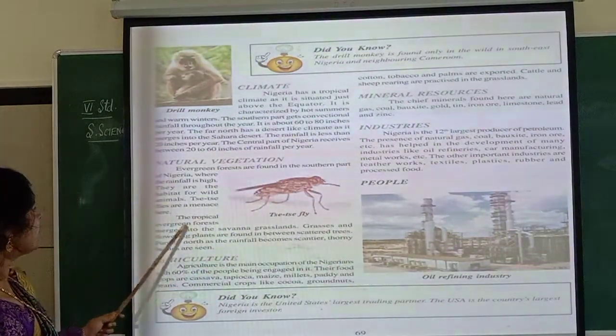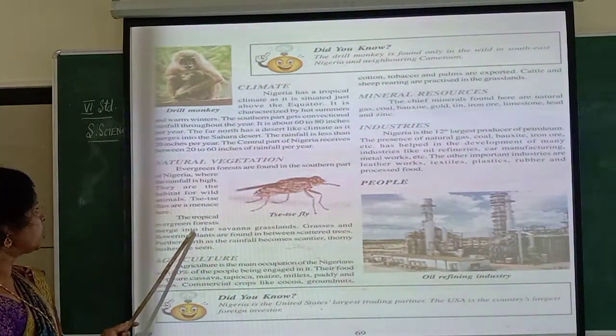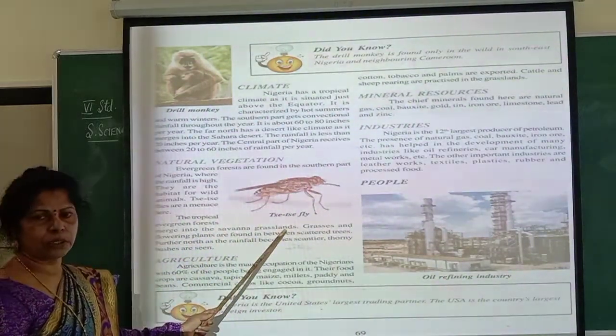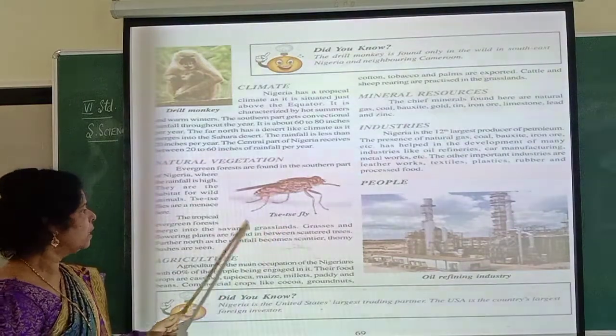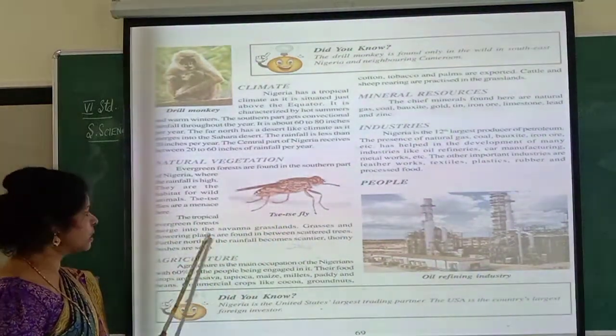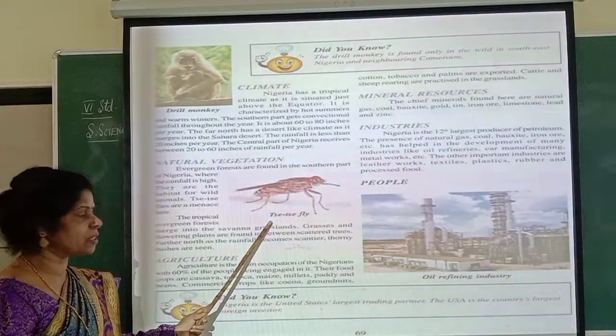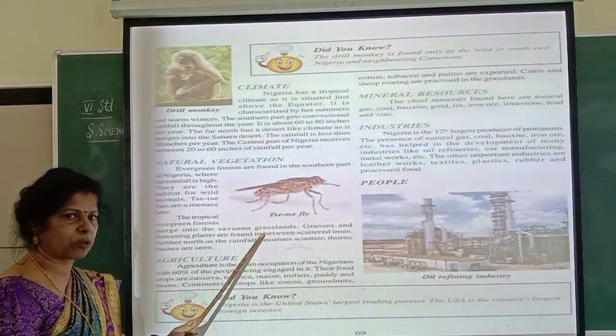The tropical evergreen forests emerge into the savanna grassland. You know about the grasslands already, you have learned. So the tropical evergreen forest is merging where? Into the savanna grassland. Big grasses will be there. Tall grasses will start growing there.